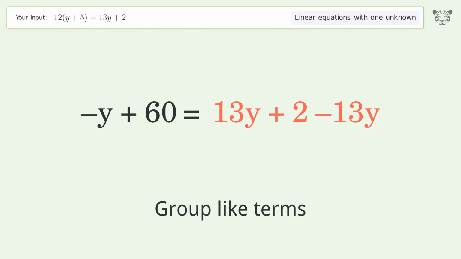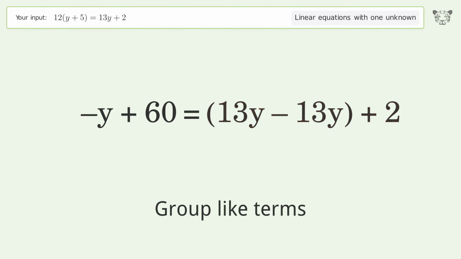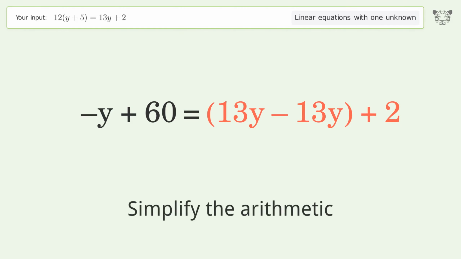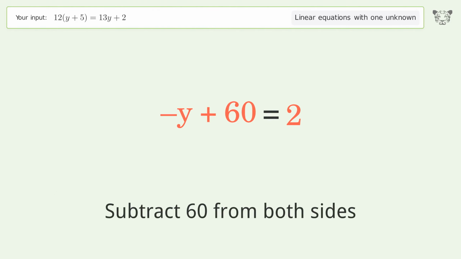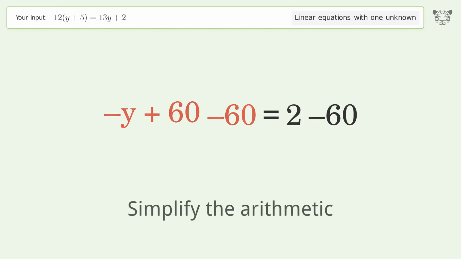Group like terms. Simplify the arithmetic. Group all constants on the right side of the equation. Subtract 60 from both sides. Simplify the arithmetic.